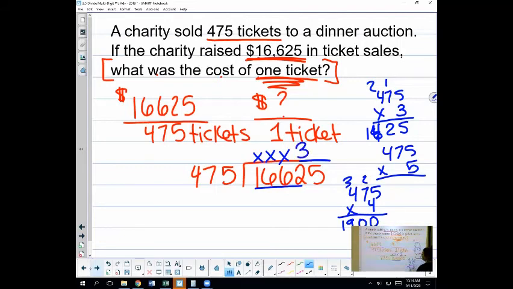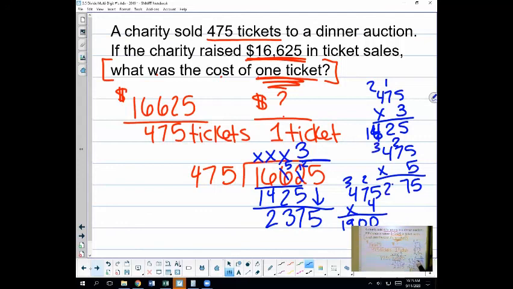So the first number is 3, so we're somewhere around the $30 range, which would put me at 1425. Then I subtract and get 237. That's less than 475, so we're okay so far. Then I have to bring down the 5. Are any of my answers close to that? Nope, 4 is close. Should we try 5? Let's try 5, because I need to go a little higher. 5 times 5 is 25, and so on. There's the exact answer.